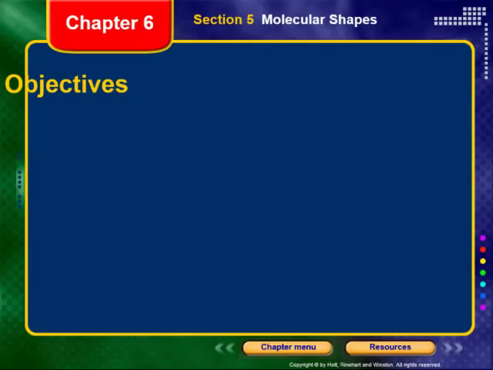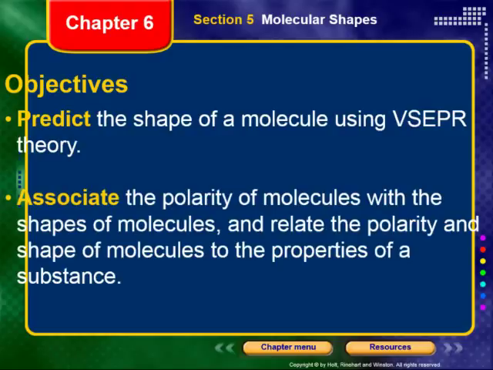All right, chemistry, this is your video lecture for chapter 6, section 5, at least the first part of it. We're going to start by talking about molecular shapes as we enter this section titled Molecular Geometry. Today, what I'm hoping you can do is predict the shape of a molecule using VSEPR theory. VSEPR theory is something we're going to introduce in this section. And then associate the polarity of molecules with the shapes of molecules and relate the polarity and shape of molecules to the properties of that substance.